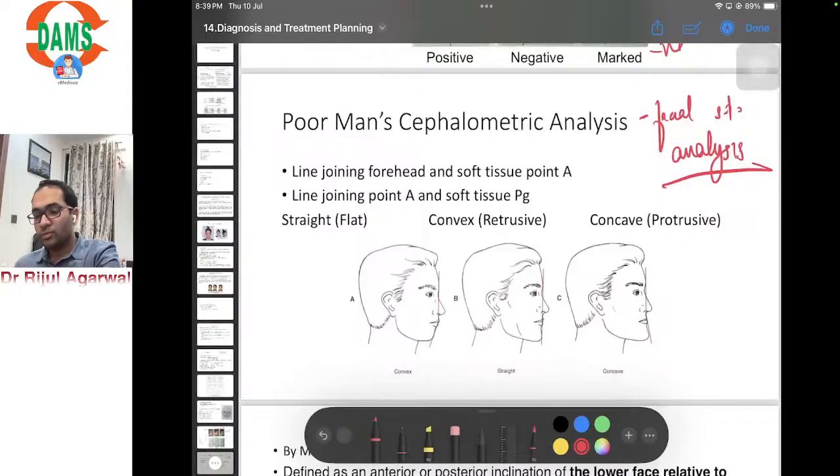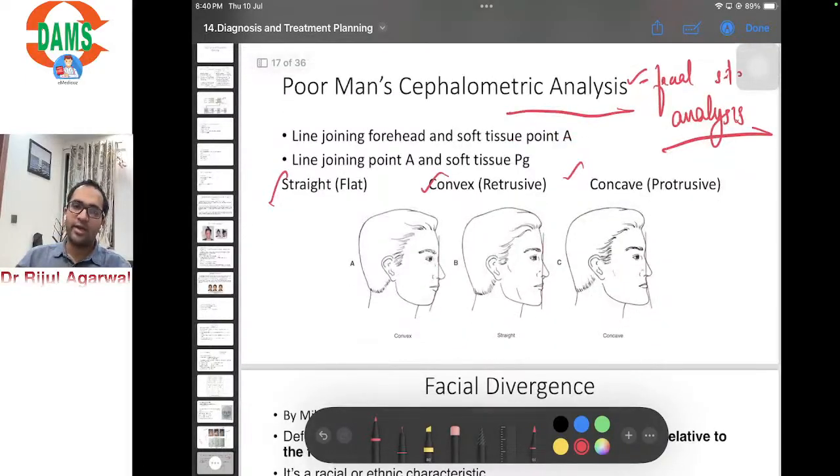Okay, so straight, convex and concave, this much you know. What you don't know is what poor man's cephalometric analysis is. It is facial soft tissue analysis. So instead of taking a radiograph, just look at the profile of the patient, and this is what we do in private practice. Just look at the profile and diagnose a case. You don't ask every patient for a lateral cephalogram. Why? Because lateral cephalogram is a supplemental aid. It's not an essential diagnostic aid.